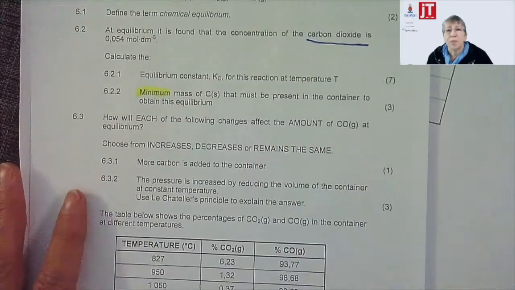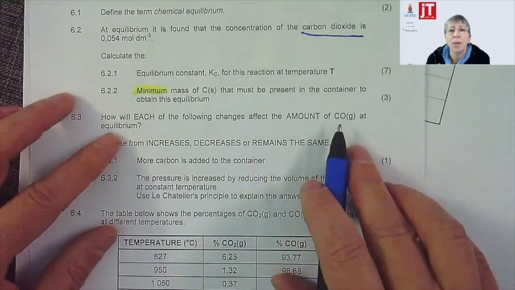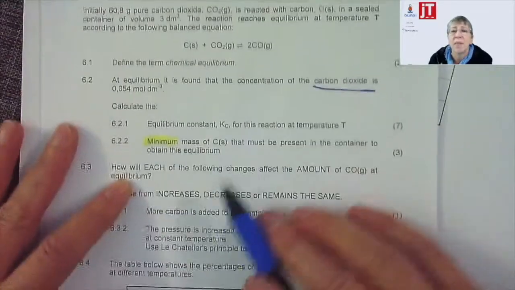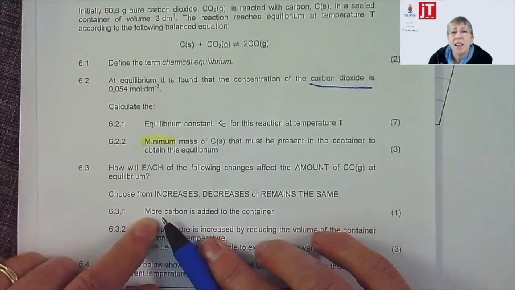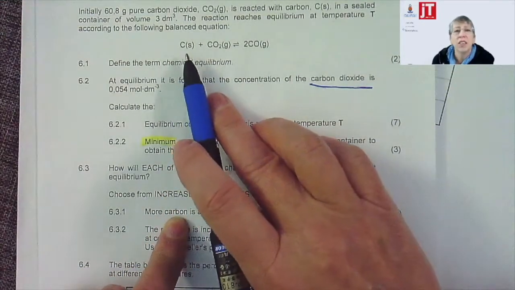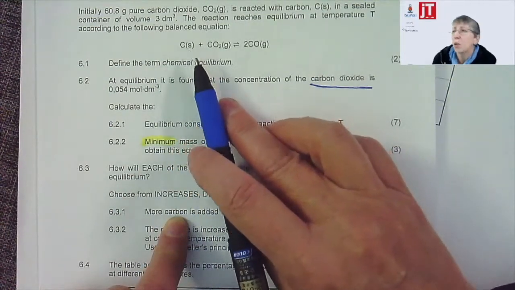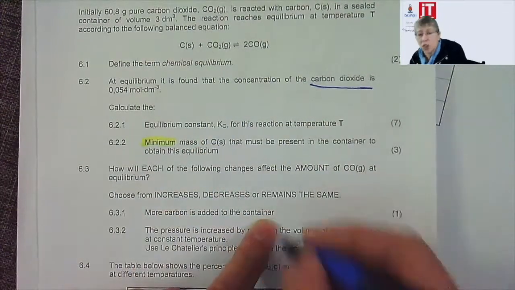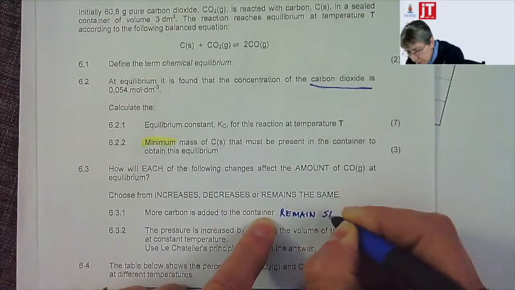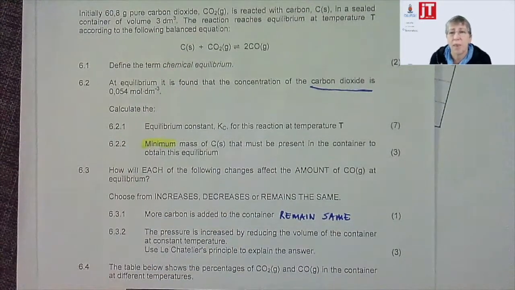Right, moving on. How will each of the following changes affect the amount of carbon monoxide at equilibrium? Now, careful, where is the carbon monoxide? On that side, right. Now, first thing, they're adding more carbon. What do I know about carbon? Well, the carbon is a solid, right? And if you remember correctly, we said that the carbon, if it's a solid, will not affect equilibrium. So here the answer was just, it remains the same, because the carbon is a solid, and a solid does not affect my equilibrium.